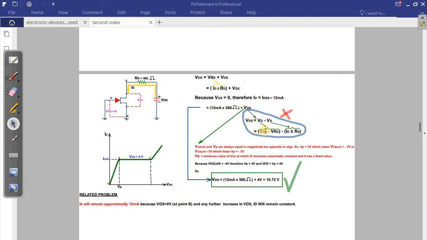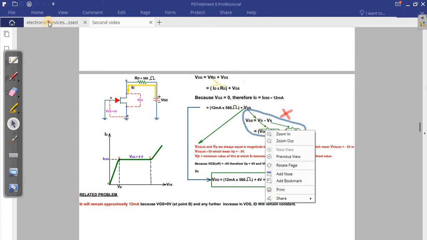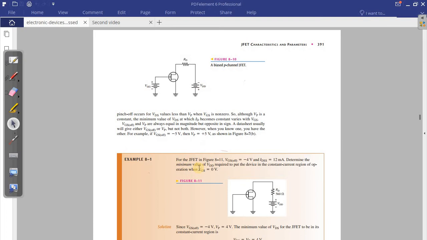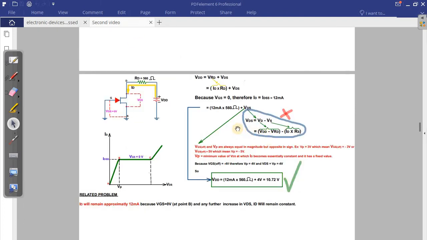But some people, after reading this question, because they already tell you VDS equals 0, like to complicate themselves and break their face again, using this method of saying VDS is equal to VD minus VS, and then they get stuck finding VDD and RS again.